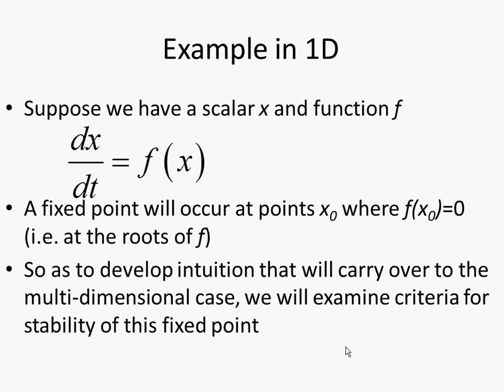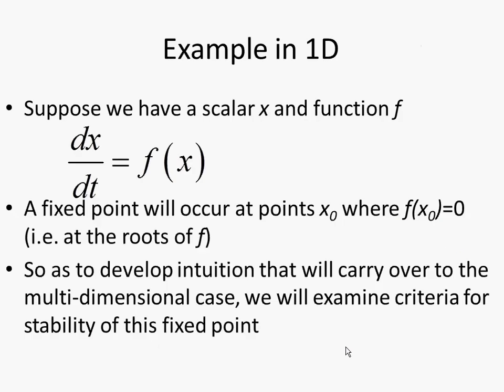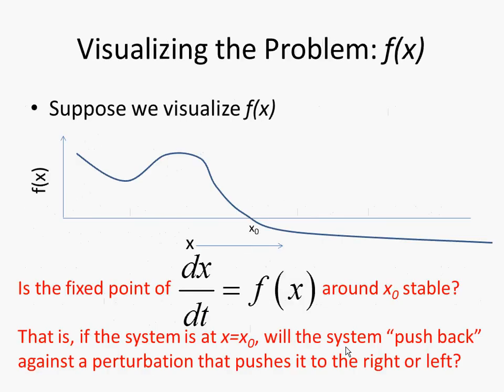And to develop the intuition that will carry over to the multidimensional case, we're going to look for the criteria for stability of a fixed point. If we have a fixed point where dx/dt equals 0, under what conditions will it be stable? So let's suppose that we have dx/dt equals f of x, and we're going to visualize that f of x is a function of x. So here's x on the x-axis and f of x on the y-axis, and I've drawn out some arbitrary function of x.